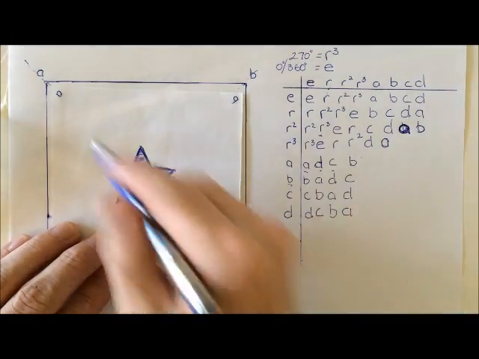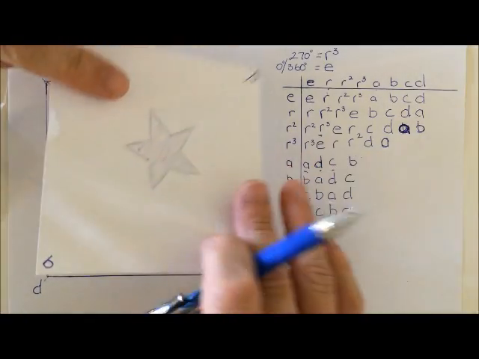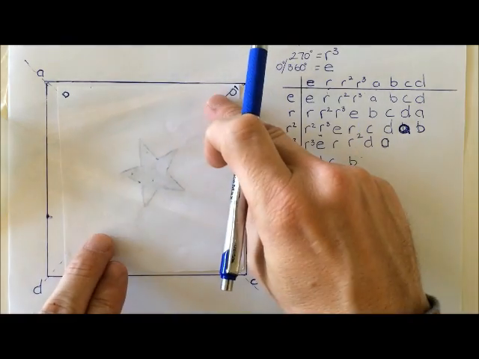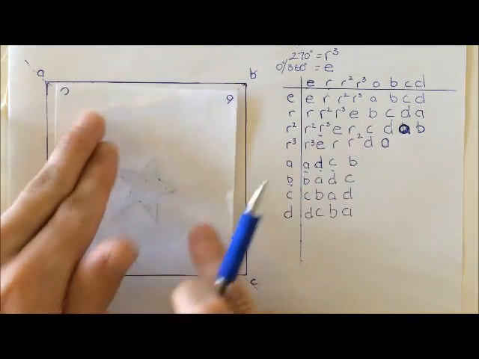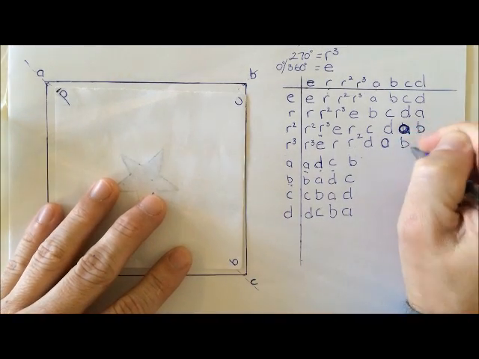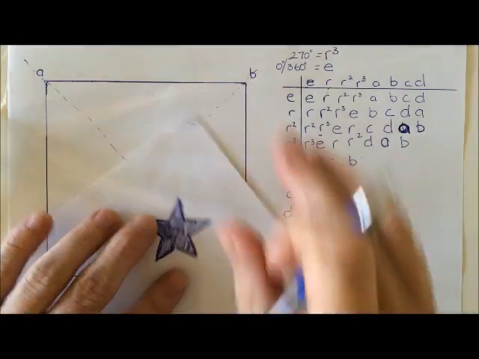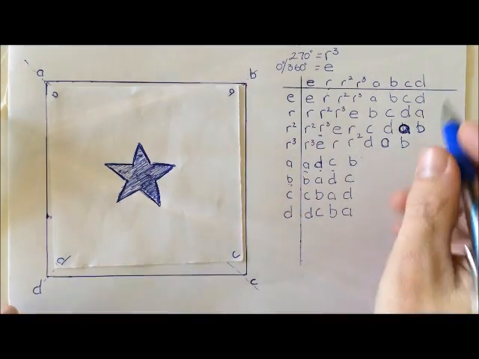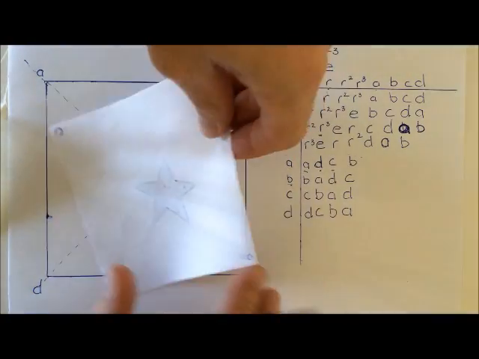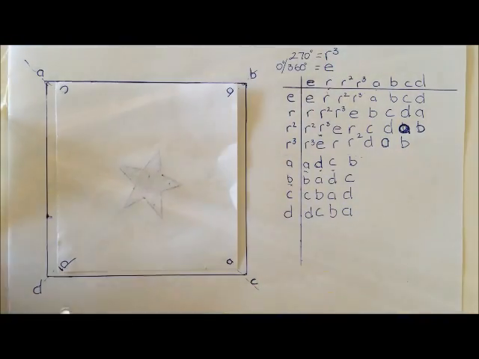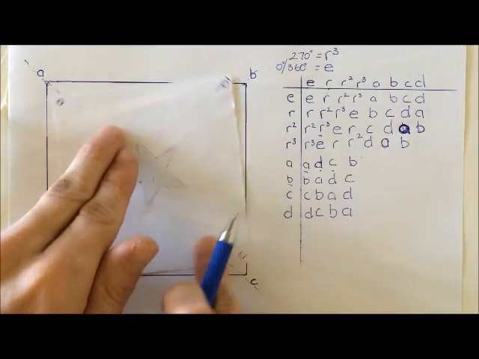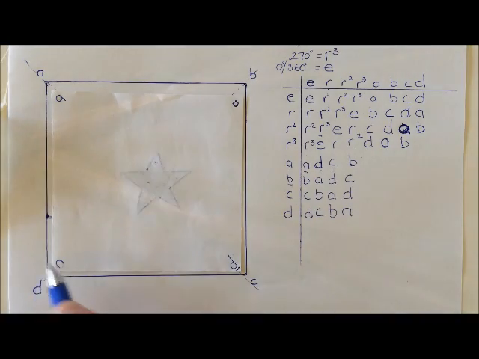Flip along C, the C to A axis. Good way to check is to make sure your C's line up. Rotate 3 times. 1, 2, 3, we have B. And finally, we're going to flip along the D axis. Take our result from here and we're going to rotate 3 times. 1, 2, 3, C.